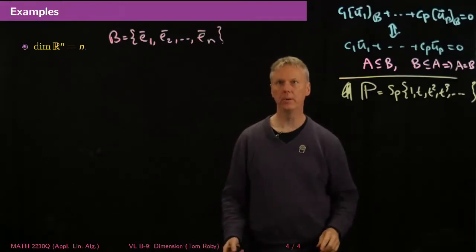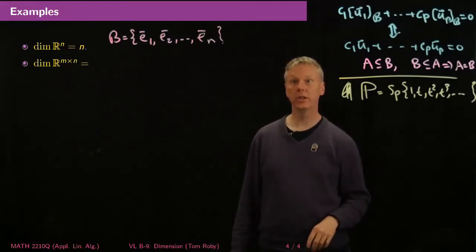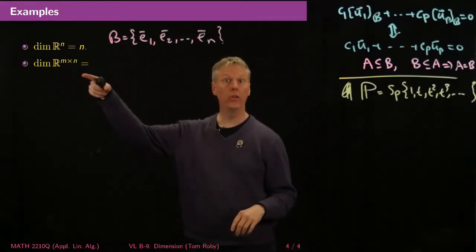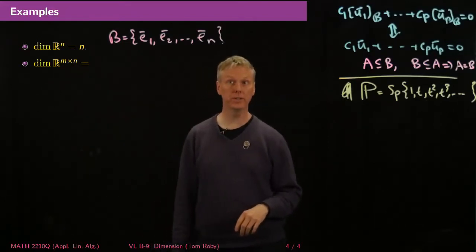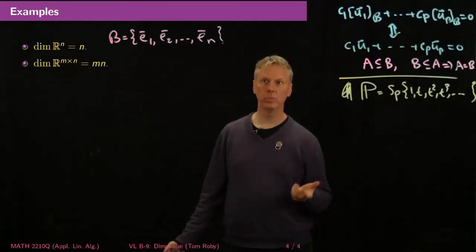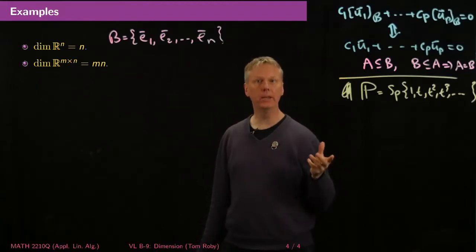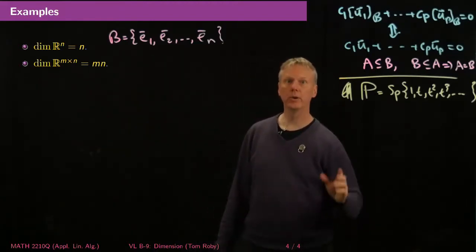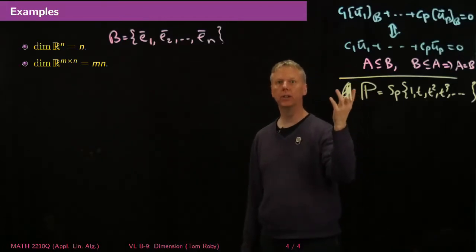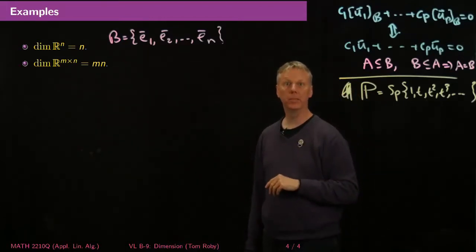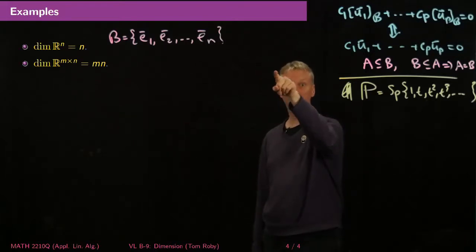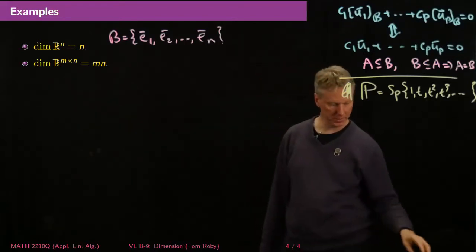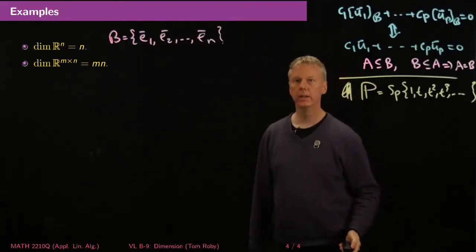Okay, what's another example? What's the dimension of R^(m×n), all the m by n matrices with real entries? Well, you probably remember that this is mn because we have mn basis vectors for it, right? And I wrote them down in the last video lecture for 2 by 3. The basis vectors are all the things that have a 1 in one coordinate slot and zeros everywhere else. Okay? So that's good.